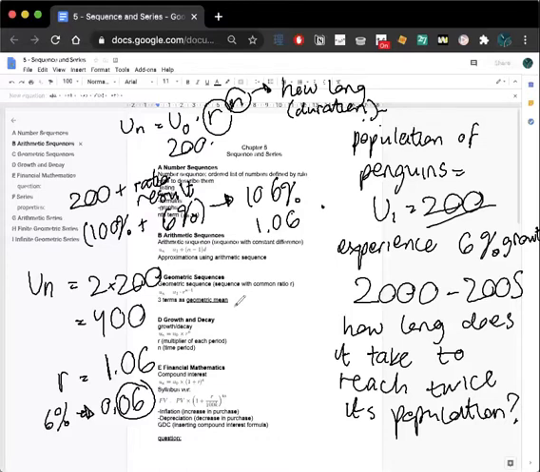So that would be 400 equals 200 times 1.06 to the power of n. And we're supposed to look for n. For this, you can pretty much insert this in your calculator. You can compute it through GDC using the formula of this. And I can't really specifically explain how, because there are a lot of different GDC calculators.